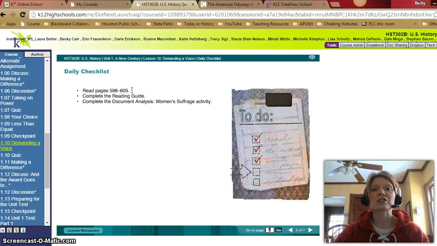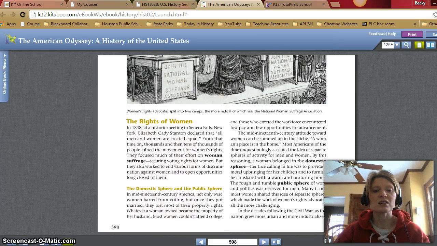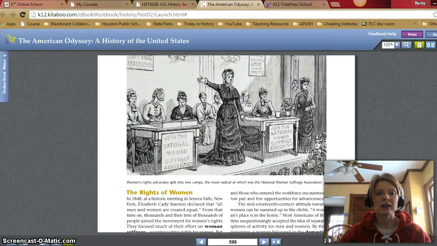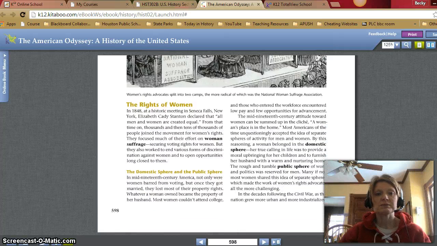We're going to start reading pages 598 through 605. So let's go to the textbook and start here, the rights of women. And let's look at the picture before we begin. Women's rights advocates split into two camps, the more radical of which was the National Women's Suffrage Association. So we're going to read about those two groups here in the lesson.